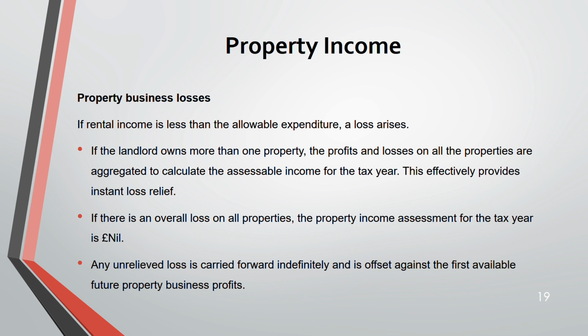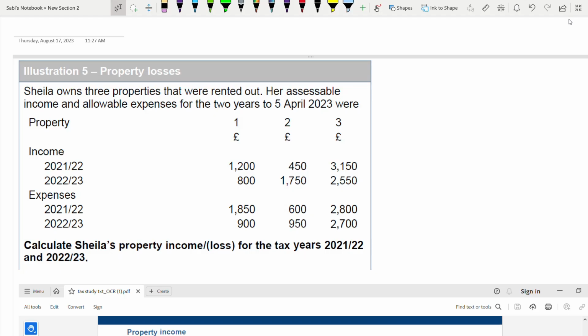Now let's do two questions on this setting off of property business losses before we go on to our next topic of this lecture, that is leases. With this, we have finished our property income. So we are going to do now illustration 5 and 6. Here we have three properties with income and expenses, and we need to calculate the property income or loss. So we shall quickly do that.